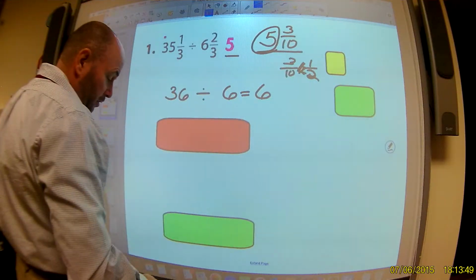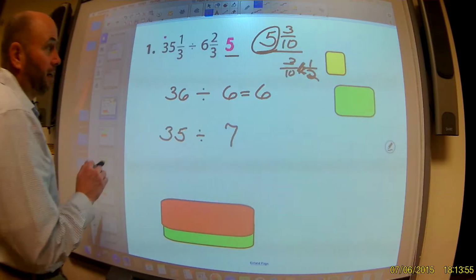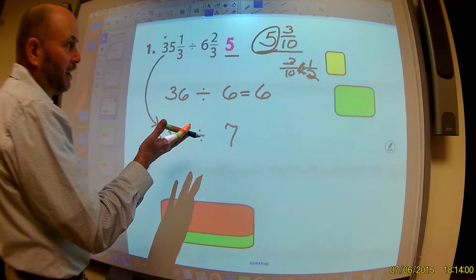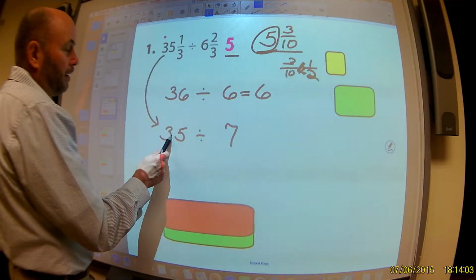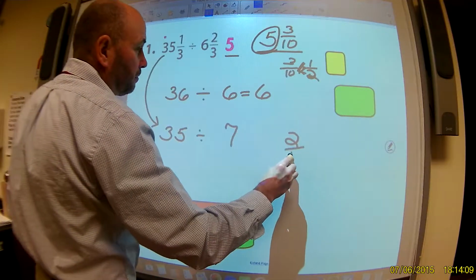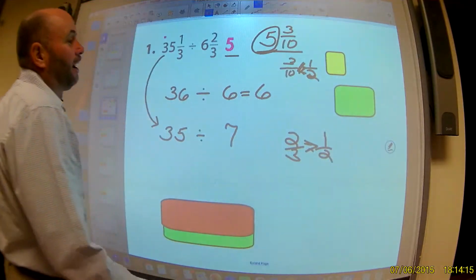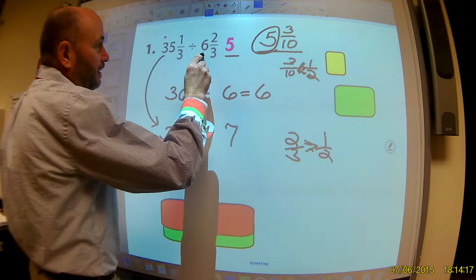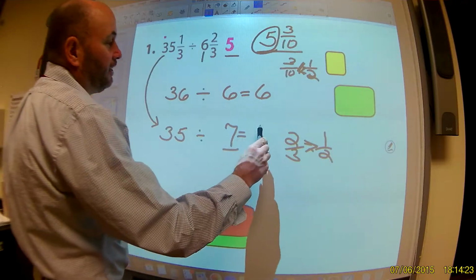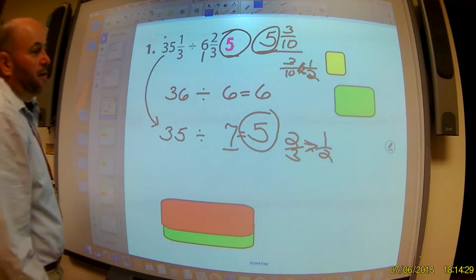So that's what they came up with, and how did they come up with that? Well, we said, okay, we're going to leave 35 the same, and then look for a number that is compatible with 35 based on 6 2/3. Well, 2/3 is greater than a half, so we could justify rounding 6 up to 7, making it compatible with 35, and then if you divide, you end up with 5. And that's how you come up with a reasonable estimate of 5.